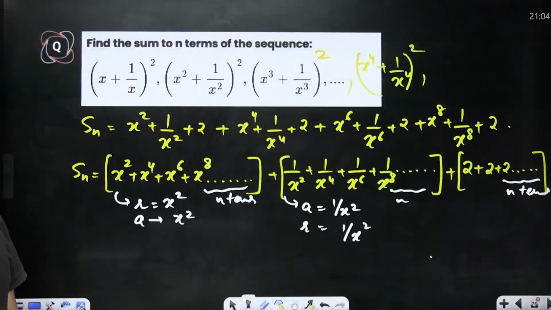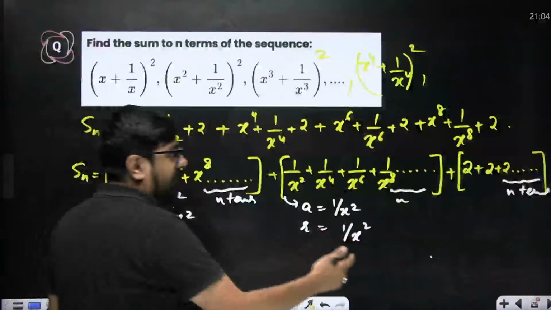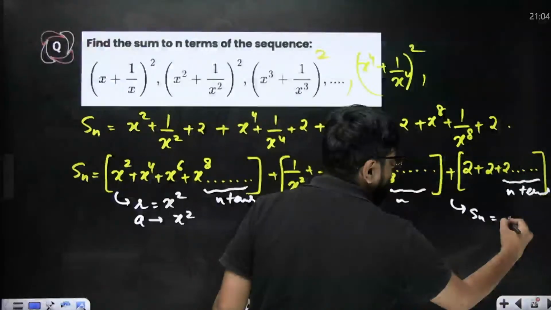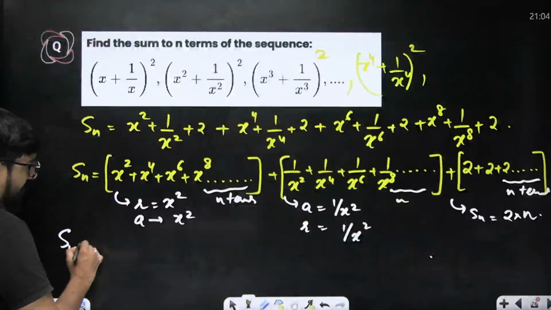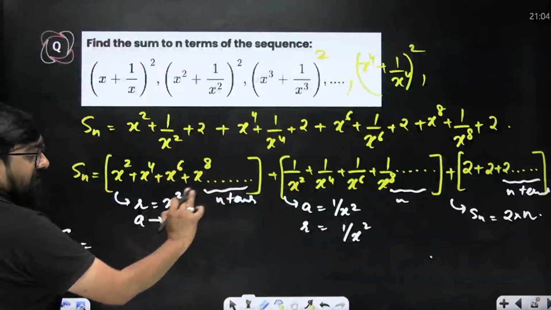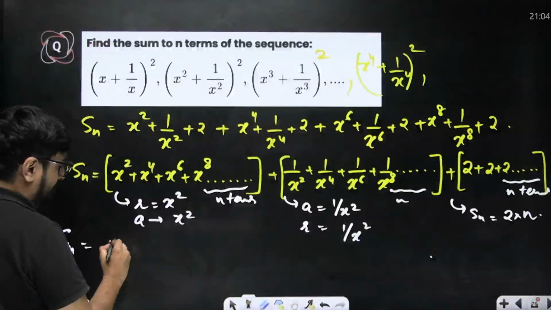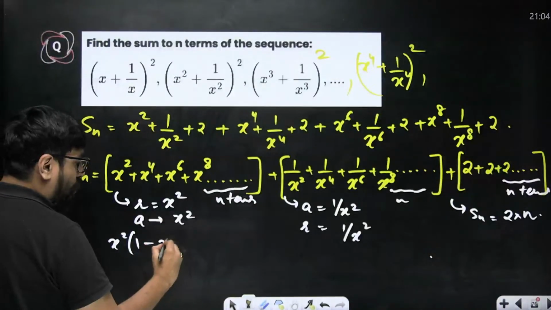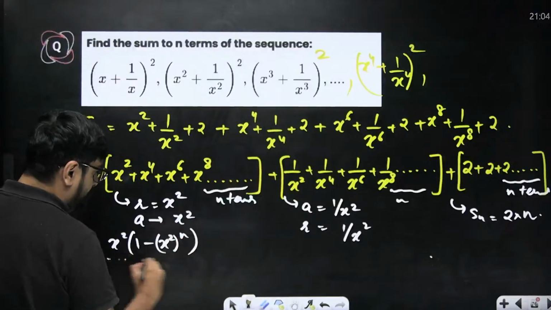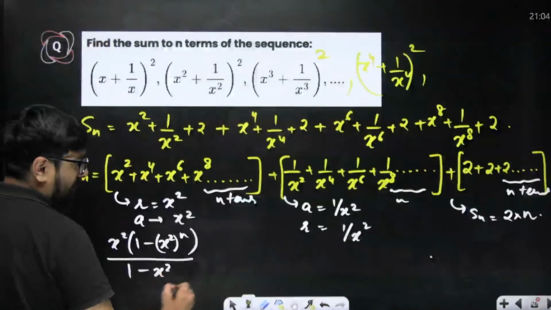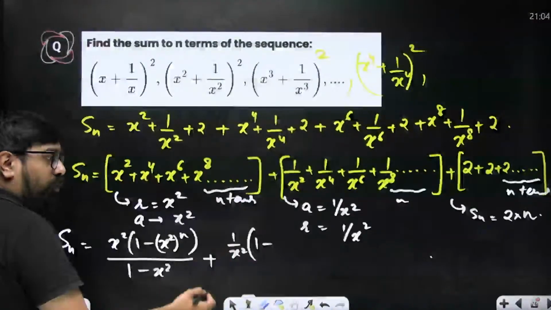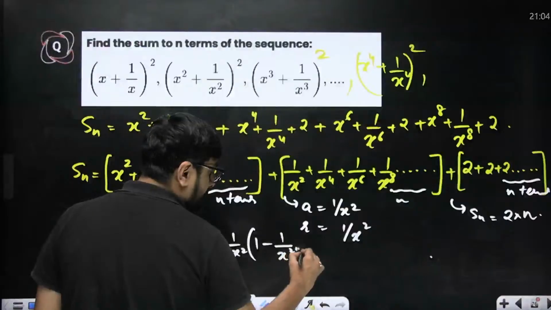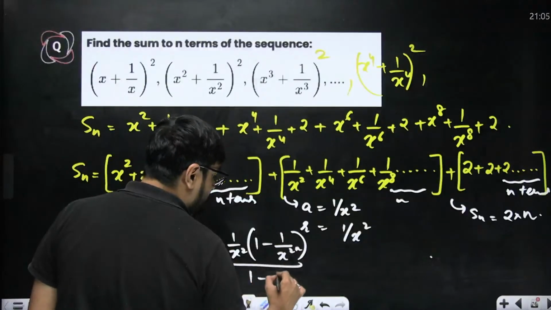Sorry, 1 by x square. A and R both are 1 by x square. Here, this you can directly write: sum of n terms will be 2 into n, since 2 is getting added n times. What will this be? Sum of n terms: A into 1 minus r to the power n, that means x square into 1 minus x square to the power n divided by 1 minus r, that means 1 minus x square, plus here a, that means 1 by x square into 1 minus r to the power n, that means 1 by x to the power 2n, divided by 1 minus 1 by x square.